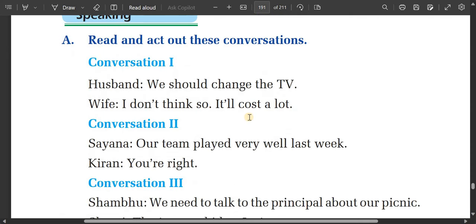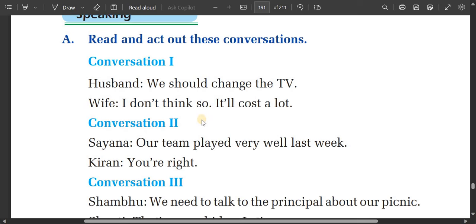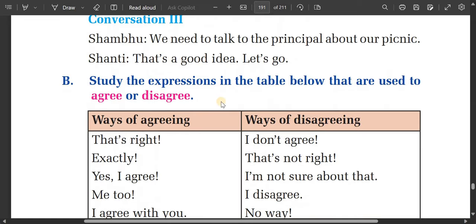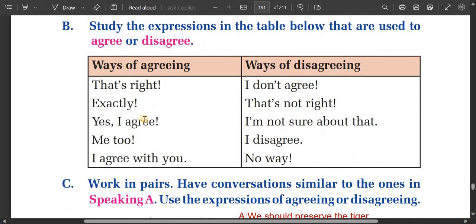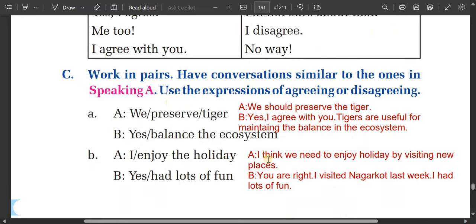Now, read and act out the conversation. Okay, as a man, we should change the TV. I don't think so. Now, dear students, study the expressions in the table below that are used to agree or disagree. Agree: That's right. Exactly. Yes, I agree. Me too. I agree with you. Disagree: I don't agree. That's not right. I'm not sure about that. I disagree. No way.